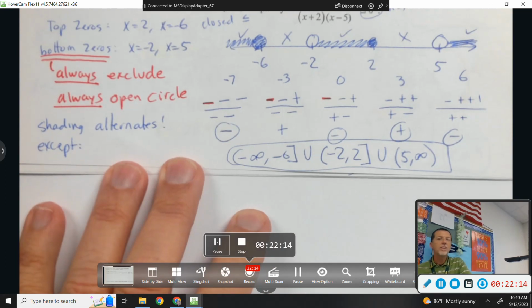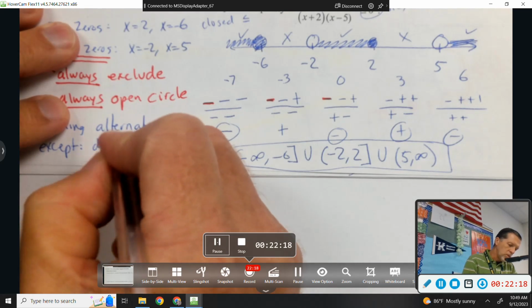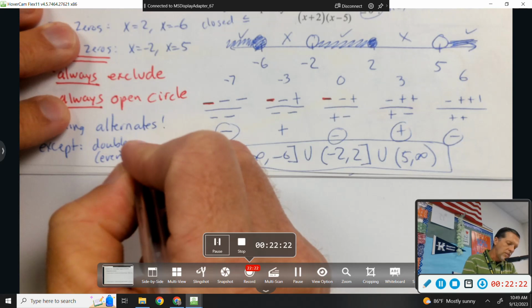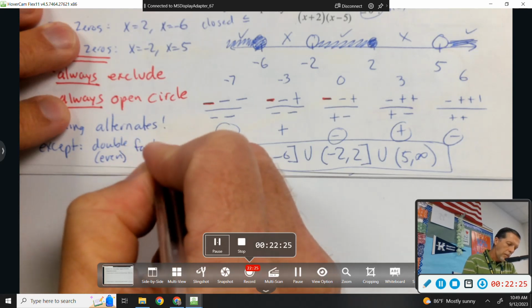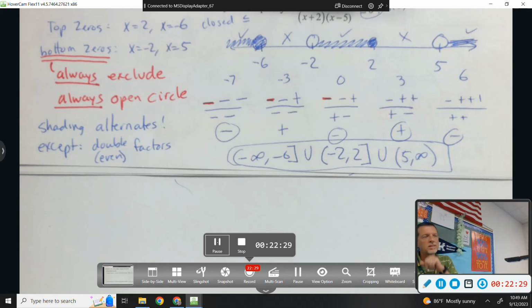Now, the exception is double roots. Actually, any even root, or even factors. Because at a double factor, the sign doesn't change. You think about a graph that bounces, it doesn't change. Or you think about the fact that it's squared, so it doesn't matter what's in there, it's going to be positive. So when you hit a double root, you don't alternate, you just do the same thing. It's either yes, yes, or no, no.